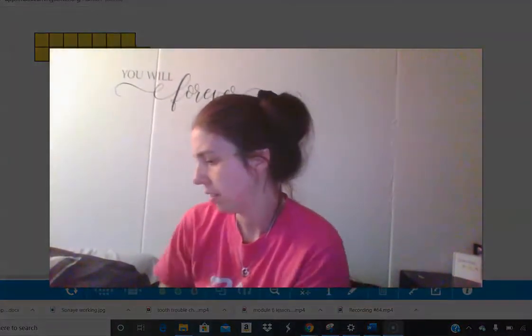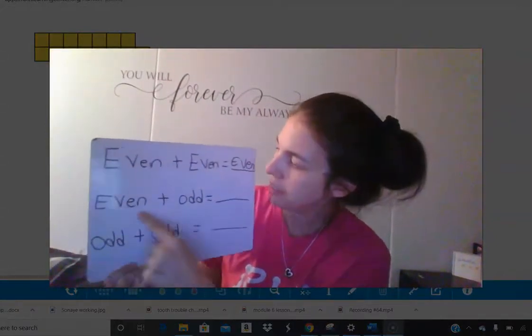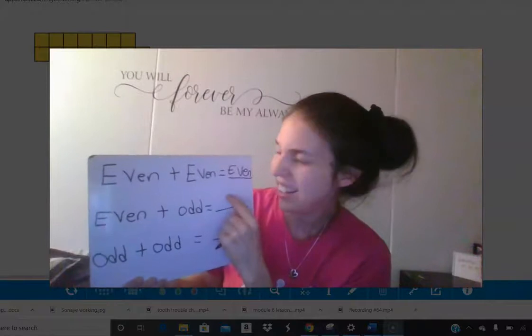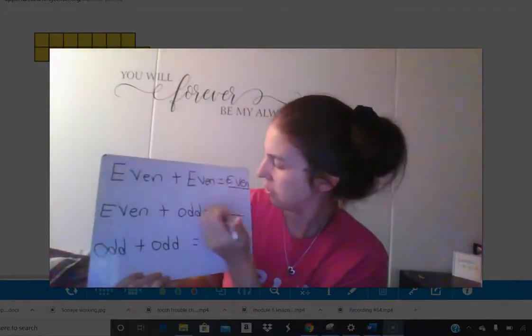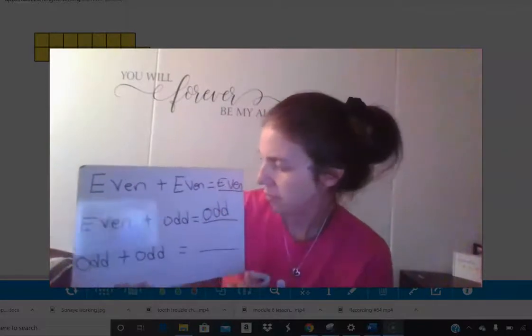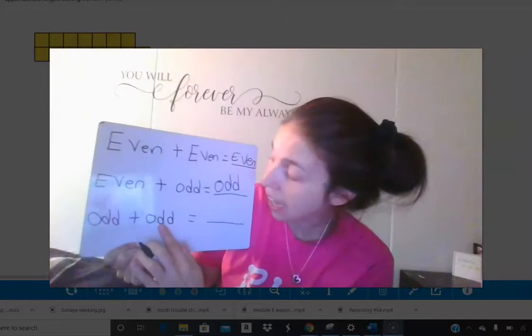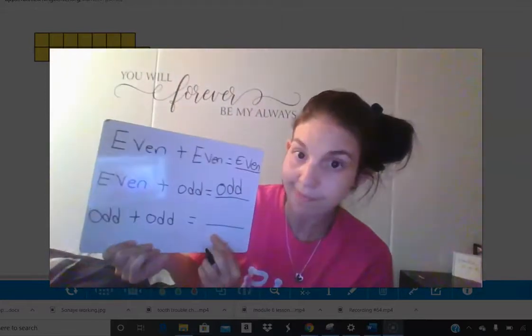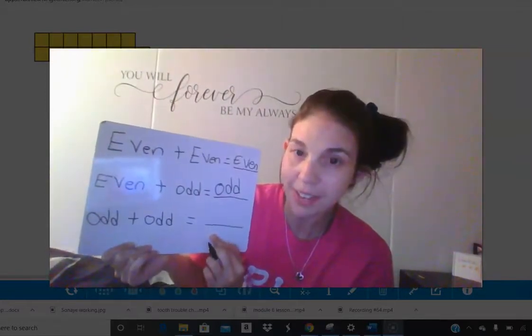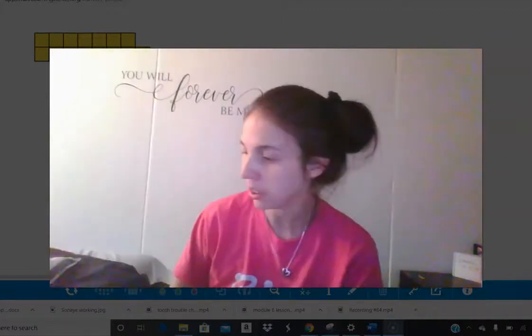So for our chart, even plus odd, it made an odd answer. The answer was odd each time that we did it. Okay, our last one to figure out, odd plus odd equals. What do you guys think about that? Odd plus odd, what is that going to equal? Let's see.